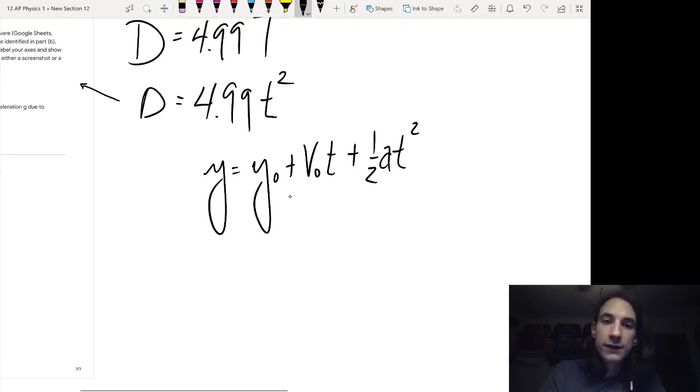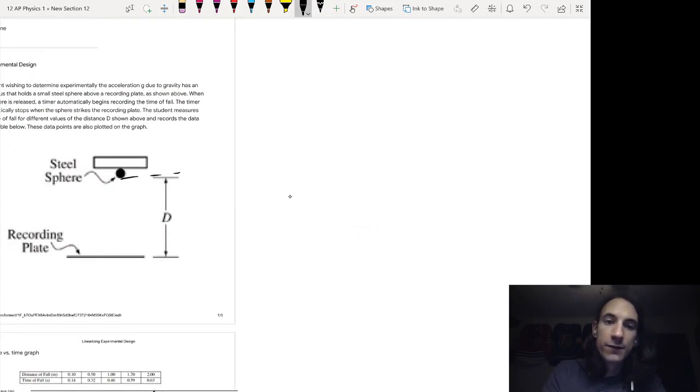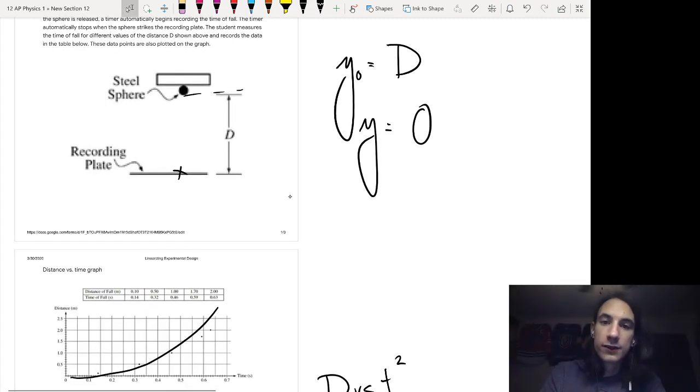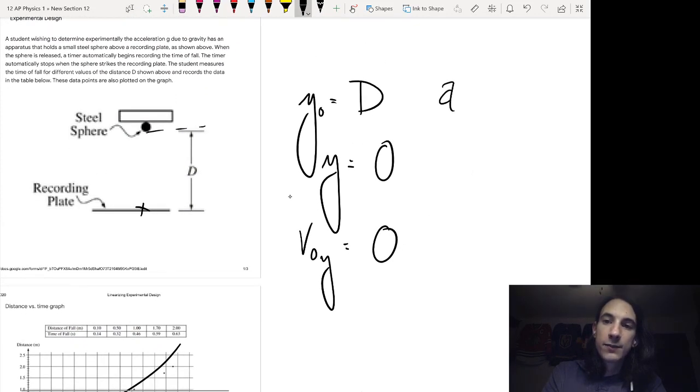Making a list of what I know, it looks like y naught is equal to d. I'm starting at some distance d off the ground, and my final height, this y, is just equal to 0, because I end up at 0. Because I'm just being dropped, my v naught in the y direction is also 0. And I don't have anything pushing it down except for gravity, so my acceleration is negative g due to this gravitational downward pull. So it's accelerating downwards in this negative direction.